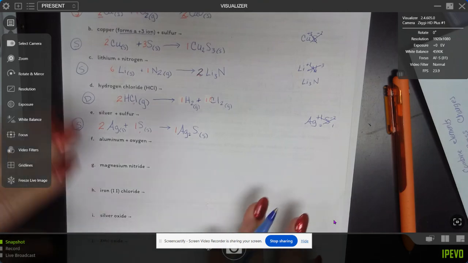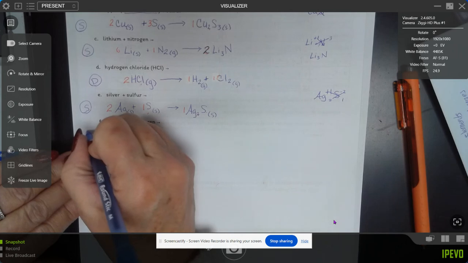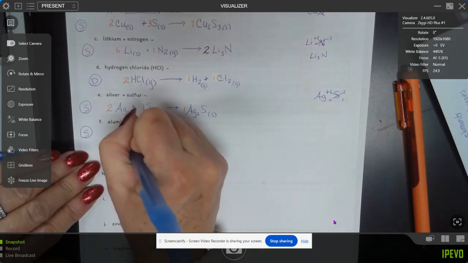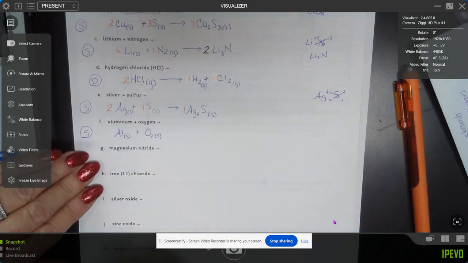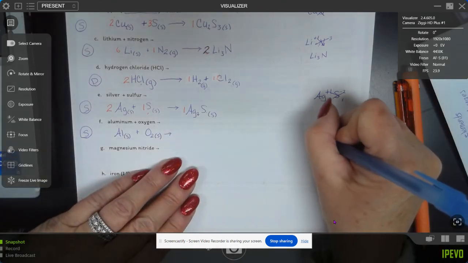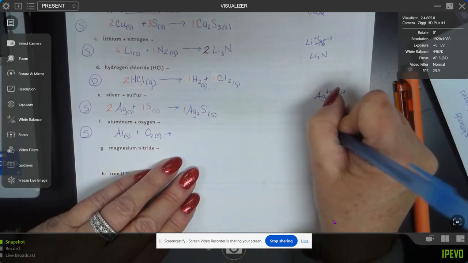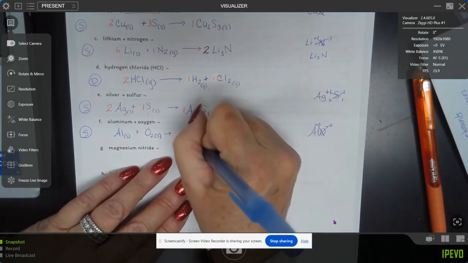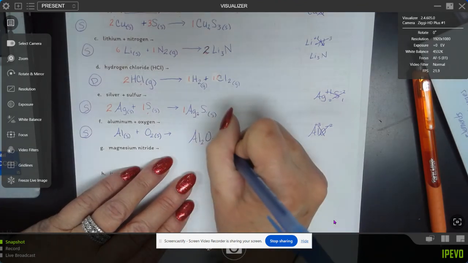All right. Letter F. Ooh, this one is a fun one. Aluminum plus oxygen. So that's going to be synthesis. So I'm going to start out with aluminum, solid, plus oxygen. It's part of the Haber-Finkel 7, so O2 is going to react to give me aluminum oxide. I've got to look at charges. Aluminum forms a +3 charge. Oxygen forms a -2. So if I crisscross that, I get Al2O3.